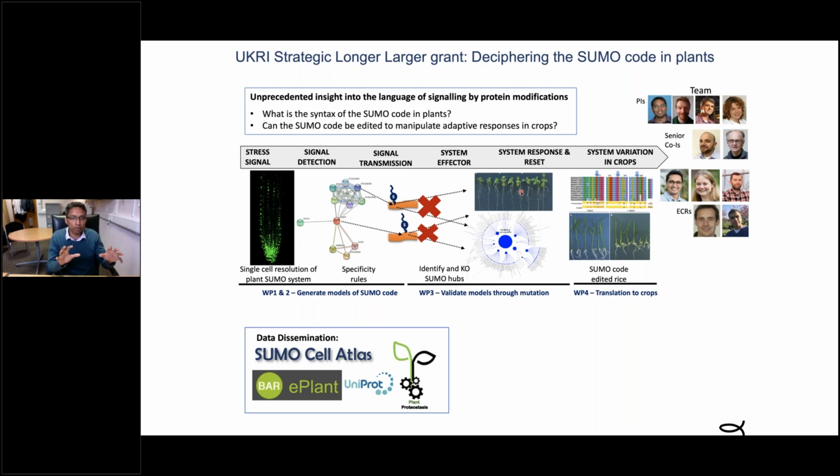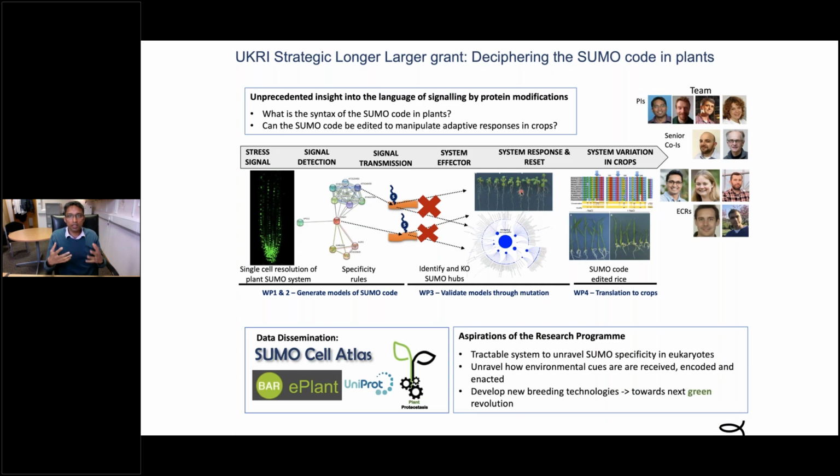And we'll make all of this publicly available, and then develop programs whereby we should be able to tell you which targets are SUMOylated under which conditions, in which cell types. We're going to try and do a whole bunch of single cell SUMOylome and single cell transcriptome to see which targets are SUMOylated in which cell types, which give rise to specific adaptive responses. And I think that's the aim of this grant.